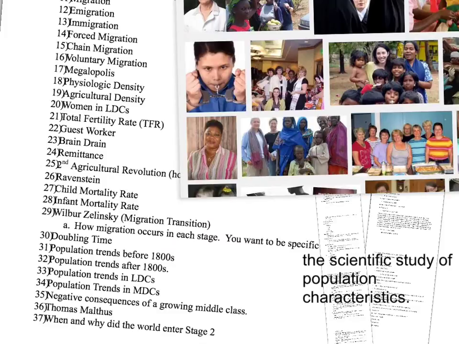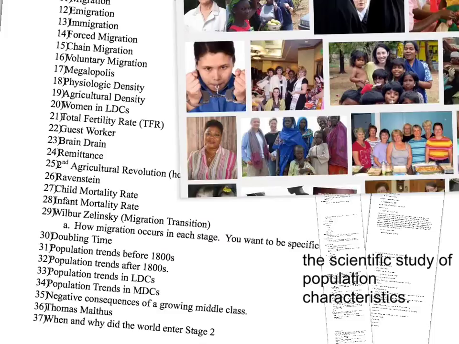So Wilbur Zelinsky is the person who kind of applied the demographic transition to stages of migration, and this is called the migration transition, as you can see at the bottom of page 84 in your textbook. You're going to want to look where it says international migration and read that section. I promise you, it's going to behoove you to do so. Let's look at one by one.